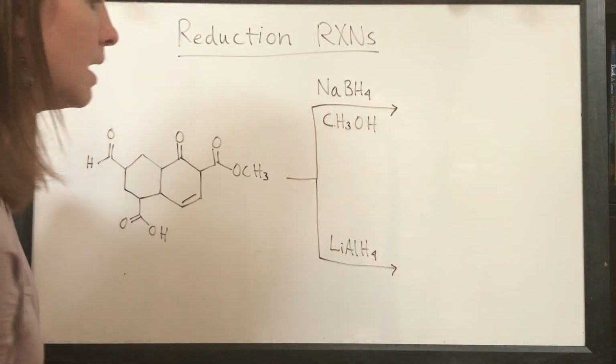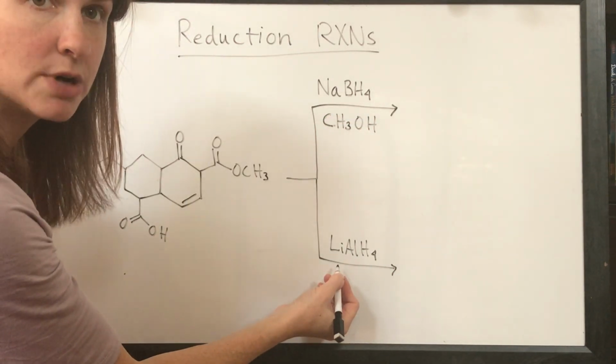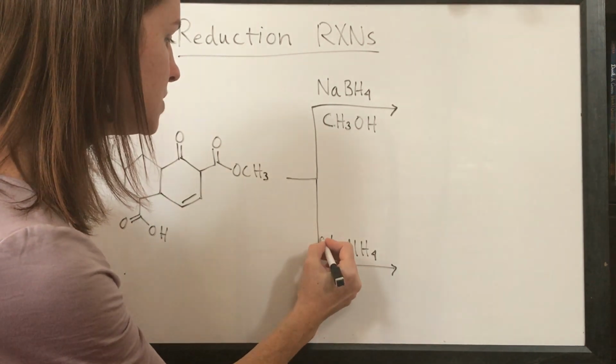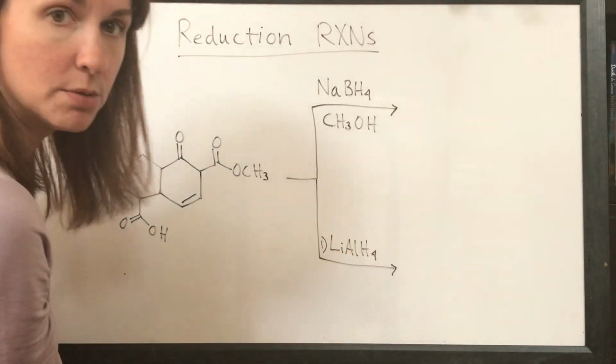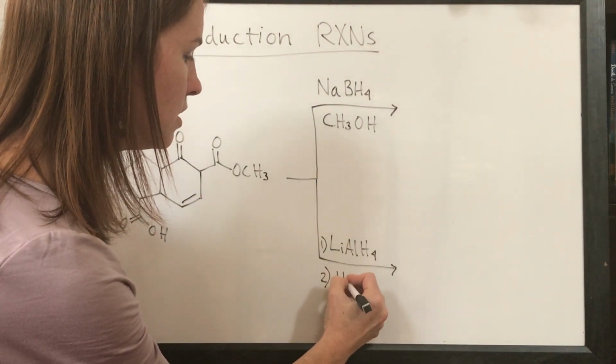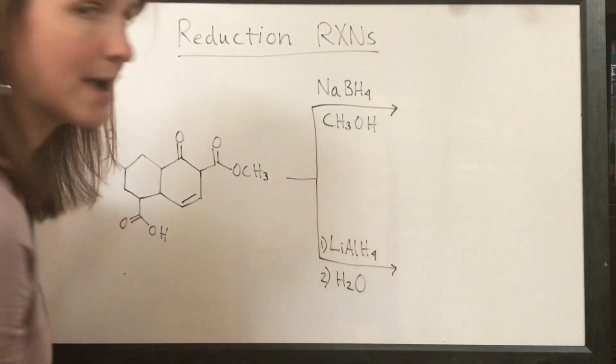CH3OH. If you're using lithium aluminum hydride, this is a much more reactive source of a hydride ion. So you have to do this in two separate steps. You add your lithium aluminum hydride, and then in a separate step, when everything is done, you add some water to protonate the alcohols that you made.